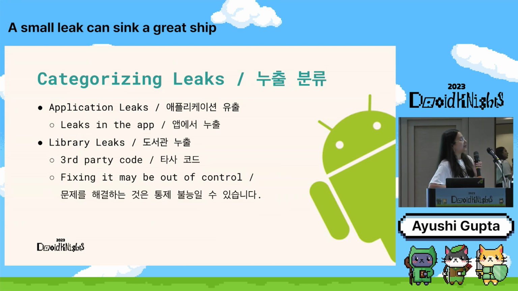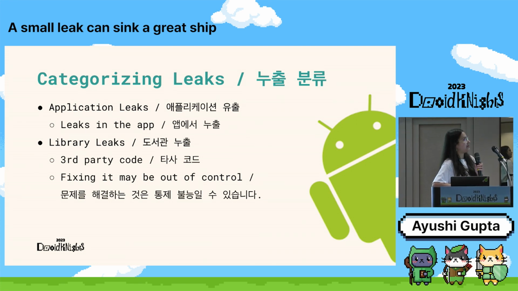Okay, so LeakCanary has categorization of application leaks and library leaks. Whenever you're using libraries in your code base, they could also be leaking, right? So fixing it may be out of your control, so LeakCanary extracts it out. And what you need right now is application leaks, which are majorly coming from your code base.